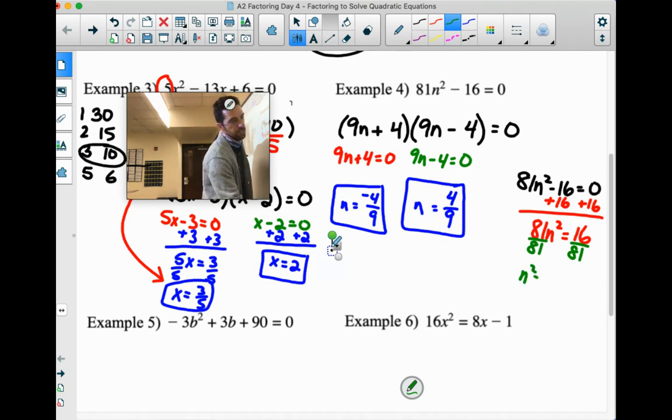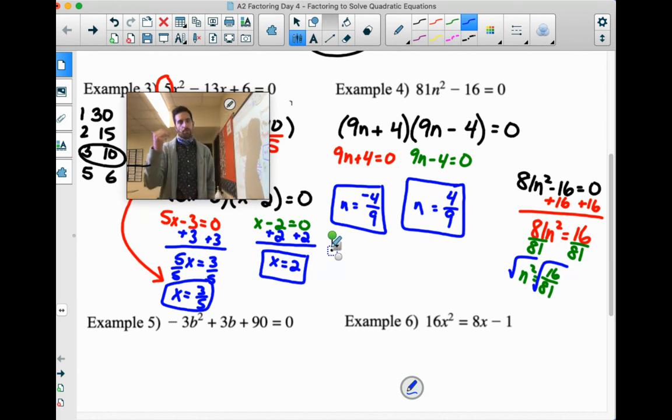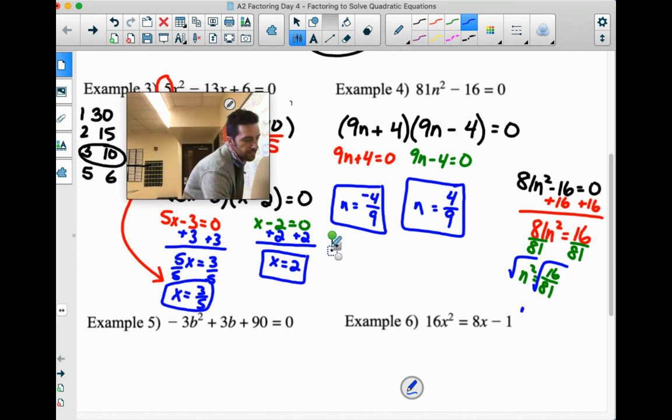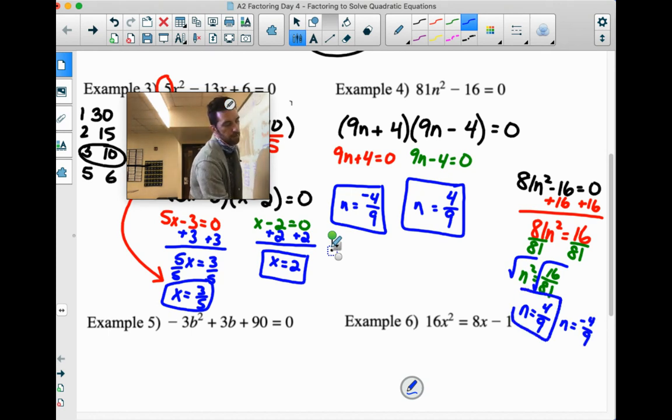n squared equals 16 over 81. And then I'd go from n squared to n by square rooting both sides. Now when you square root a fraction, you square root each part. The square root of 16 is 4. The square root of 81 is 9. But also remember, square roots can be negative as well. So also n equals negative 4 ninths, which is the same thing we just got by factoring.